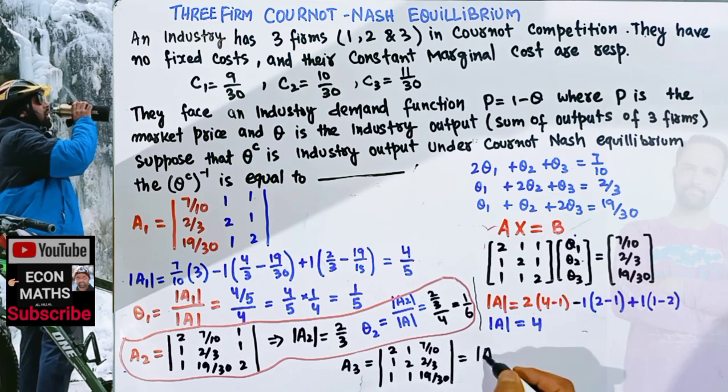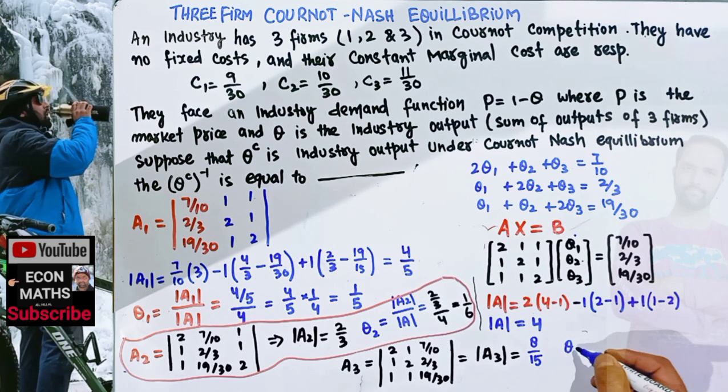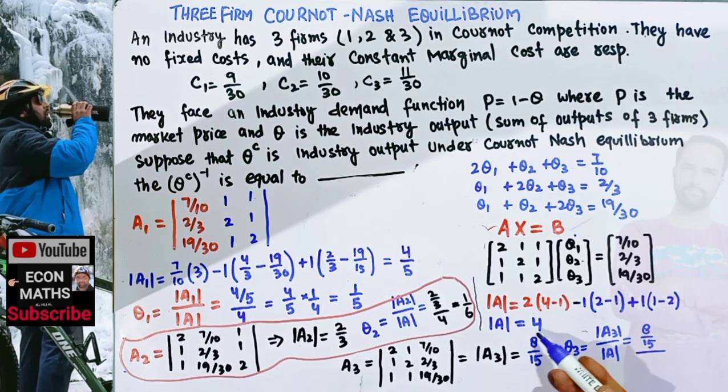Taking the determinant of this, using this procedure, you will get the determinant of A3 equal to 8 divided by 15. Then Q3 will be equal to the determinant of A3 divided by the determinant of A. So we have 8 upon 15, and we divide it by 4. So we will get 2 upon 15. Okay, that means quantity supplied by firm 3 is 2 upon 15.